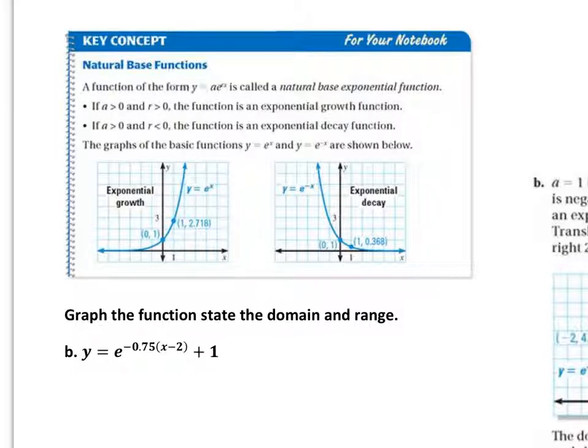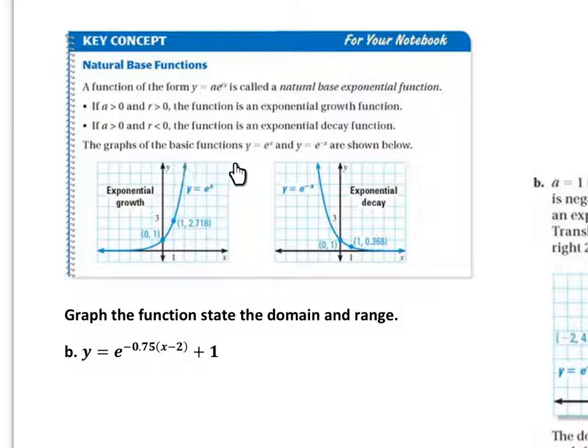Natural base functions. A function of the form y equals a times e to the rx is called a natural base exponential function. If a is greater than 0 and r is greater than 0, the function is an exponential growth function. If a is greater than 0 and r is less than 0, the function is an exponential decay function. Notice both have a greater than 0, so this initial value always has to be greater than 0. It depends on the r. If r is positive, it's growth. If r is negative, it is decay.